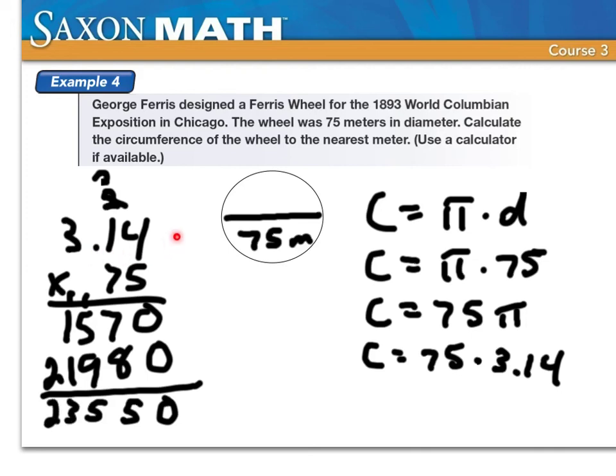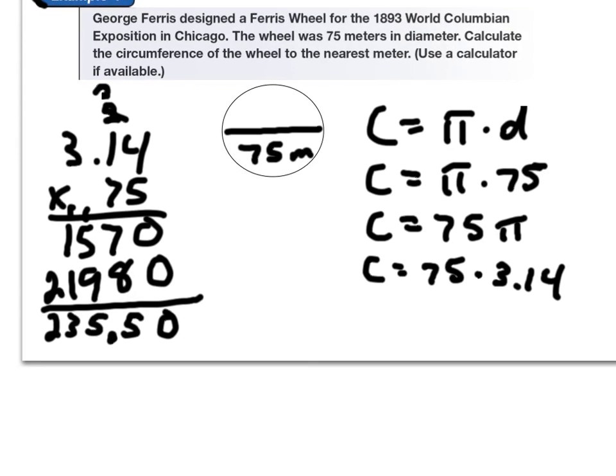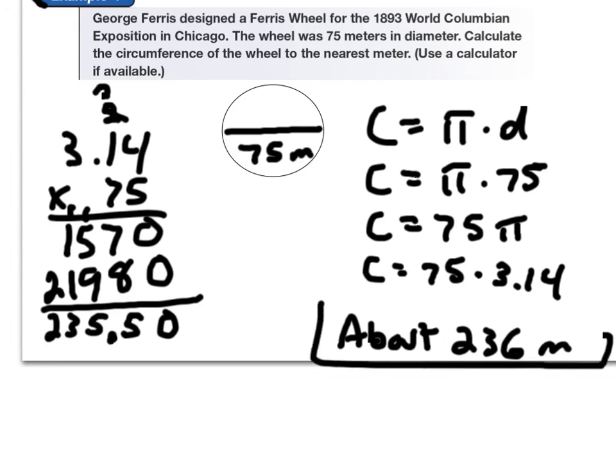Now we have 2 decimal places up here in the top, so that means our answer is going to have 2 decimal places. So we get 235.50 meters. Well, we want that to the nearest meter, so we're going to round that. 235.5 will round to about 236 meters. Now, when it says to calculate to the nearest meter, anytime you round, make sure you put the word about there. It's about 236 meters.